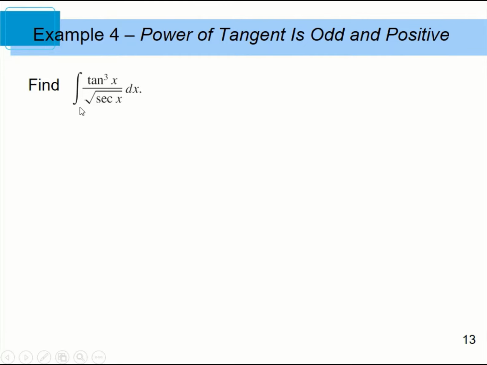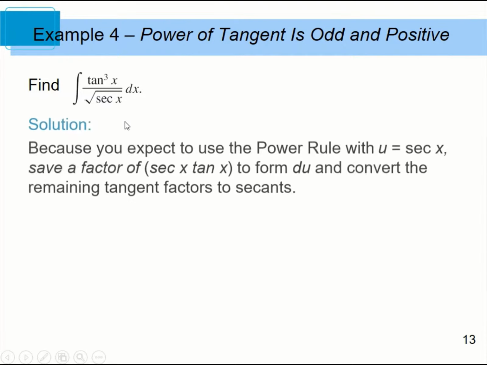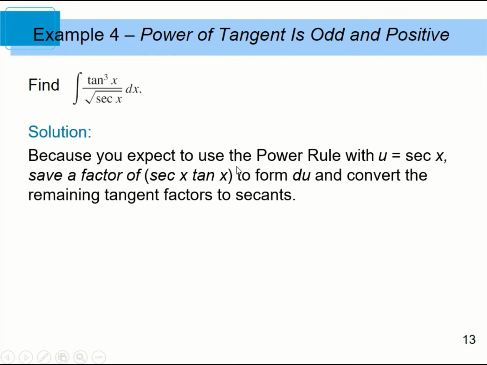Okay, so let's take a look at an example here. Now we want to integrate tangent to the power of 3x over the square root of secant x. Because we expect to use the power rule for u equals secant x, we need to save a factor secant x tangent x for du, and convert the remaining tangent factors to secant. So first we change this to a power: secant x to the power of negative 1 over 2, and the tangent to the power of 3x.